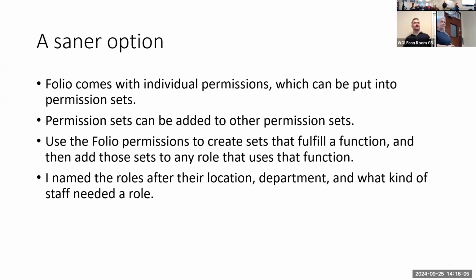I use the Folio permissions to create sets that fulfill a function. I try to do it in a very basic way. Create a bib record, create and edit a bib record, whatever. And then I take those sets, those functions, and I put them into roles so that we can have student workers in circulation and we can have full-time staff in interlibrary loan and everywhere else.